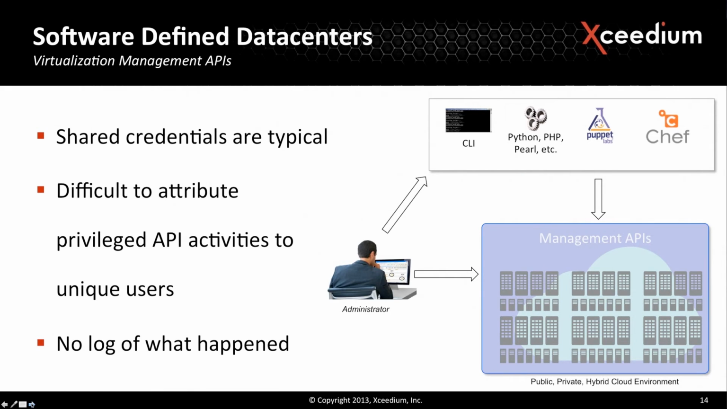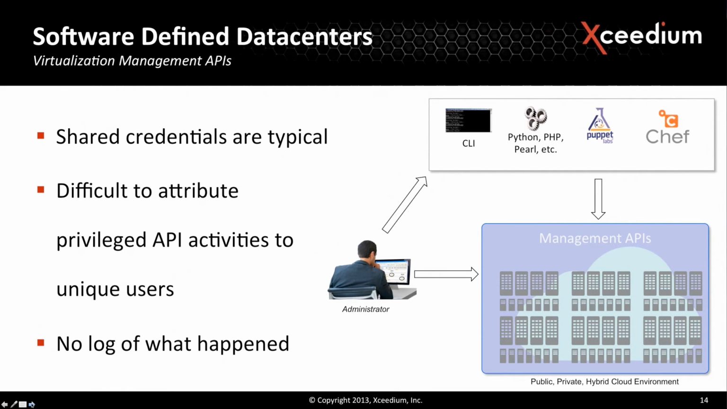Very often the credentials to these management APIs, people will share them because that's easy. It's very difficult to attribute the privilege activity to a unique user. Who wrote the script that fired up 50 servers, or pulled data or copied off 100 other servers, etc. ends up being sometimes a hard question to ask unless you really thought through this.